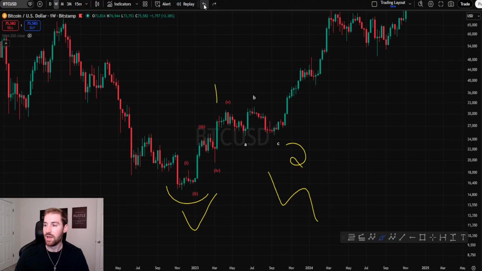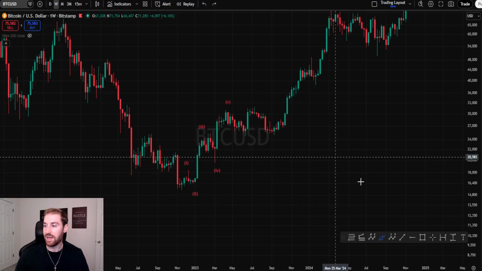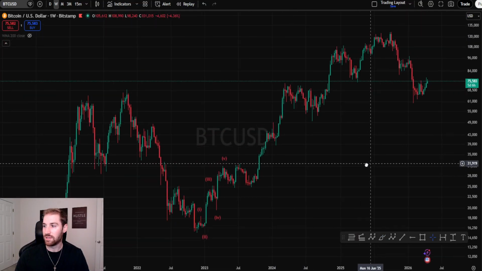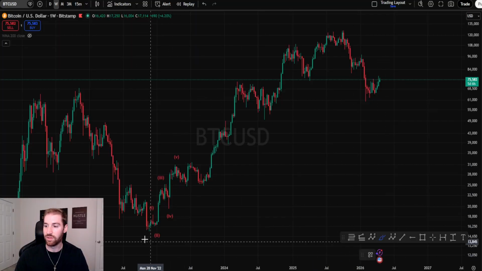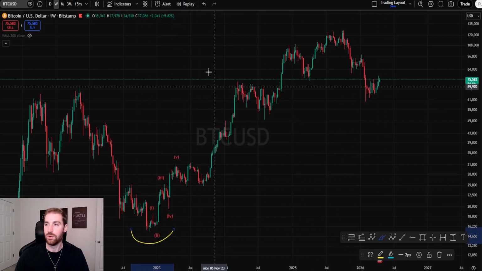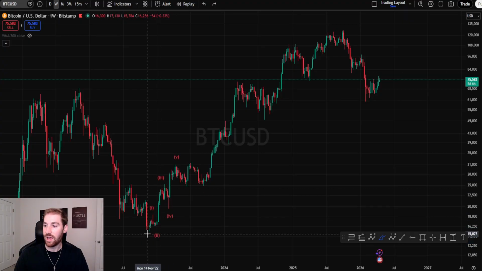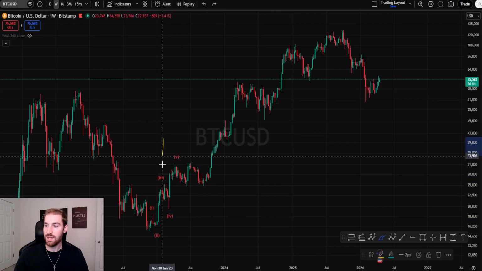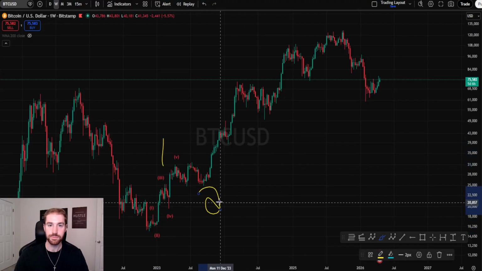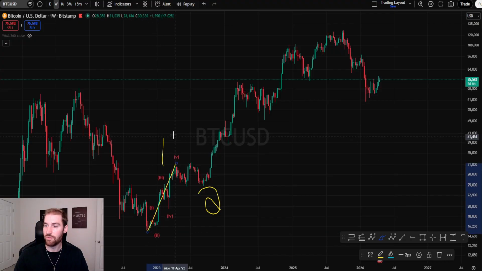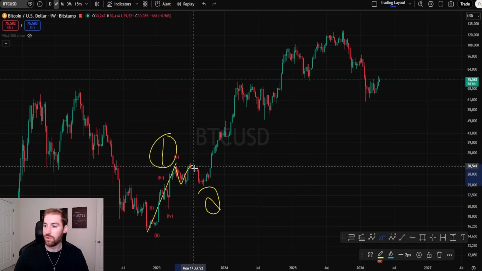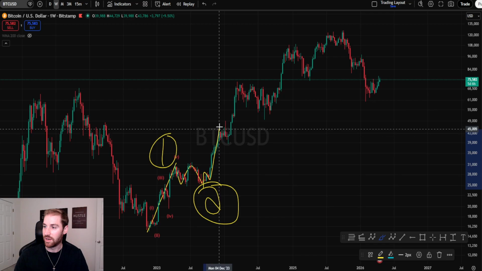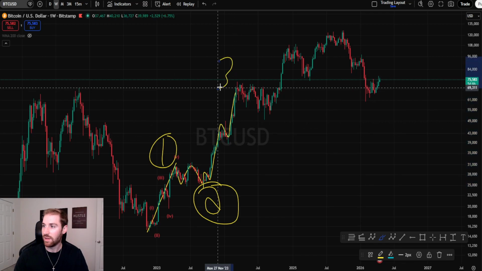Okay, perfect. Now that we have an understanding of what an impulsive wave looks like versus a corrective wave, we can view the entire chart off of this major wave low back here in 2022. We've already identified a 5-wave move up with a 3-wave move down. Now what comes next is a wave 3. So we have a subwave 5-wave movement to make up a wave 1, a 3-wave movement to make up a wave 2. Then we have another 5-wave movement here to make up a wave 3.